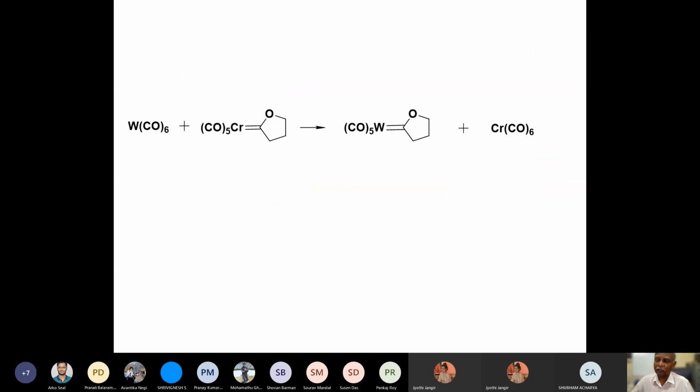So here is another example, which is equivalent of a transmetallation. In the case of transmetallation with transition metals, especially with pi bonded ligands, it's very difficult to use electronegativity principles. This is an example where you have chromium with a carbene, which is a Fischer carbene actually, but this is transferred now to a tungsten.